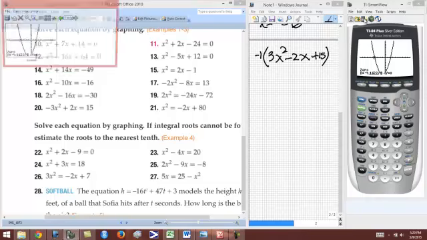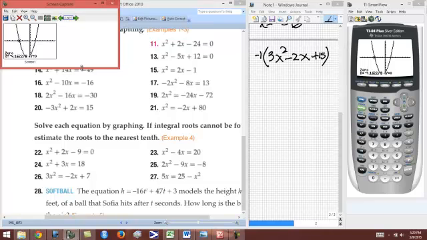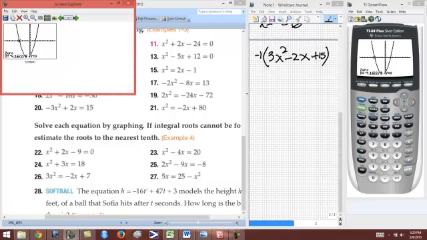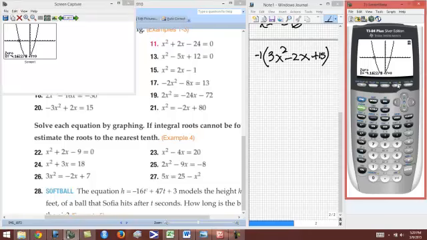I'm going to take a picture of that. We can look at that later on. Okay, so there's my first 0. Now I want to find this 0 over here. There's 2 zeros. In other words, there's 2 x values for which y equals 0. And so I'm going to hit second and trace, and I'm going to hit 0 again, 2.